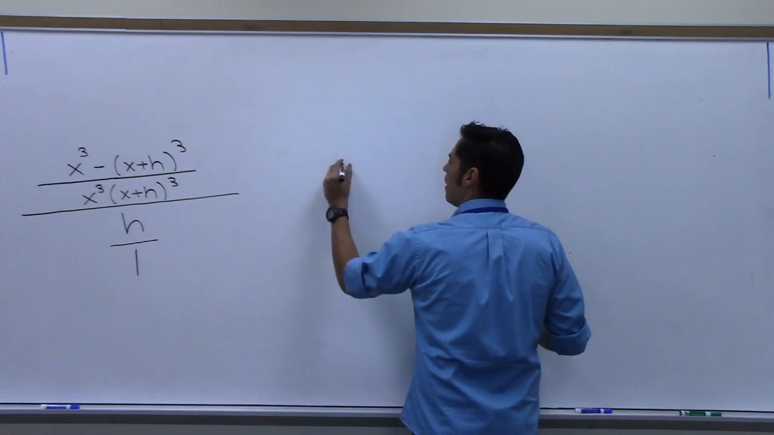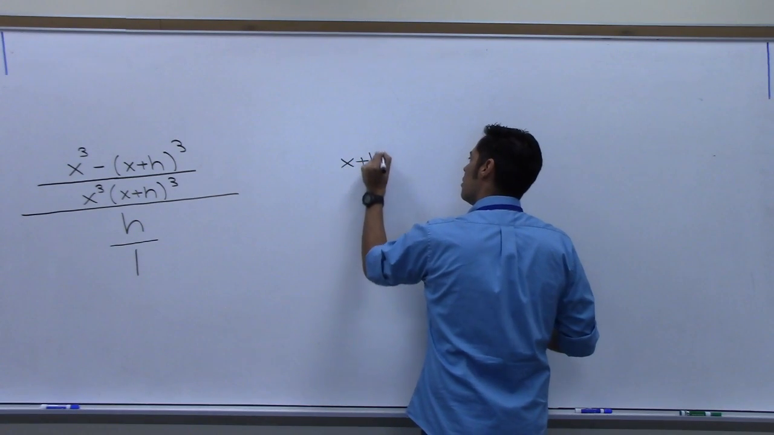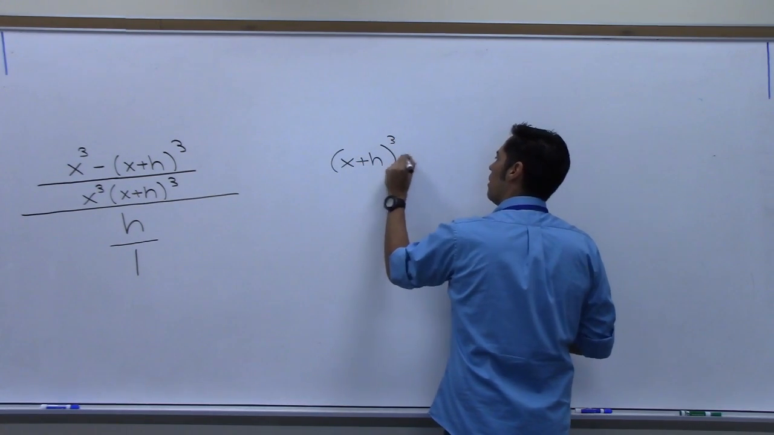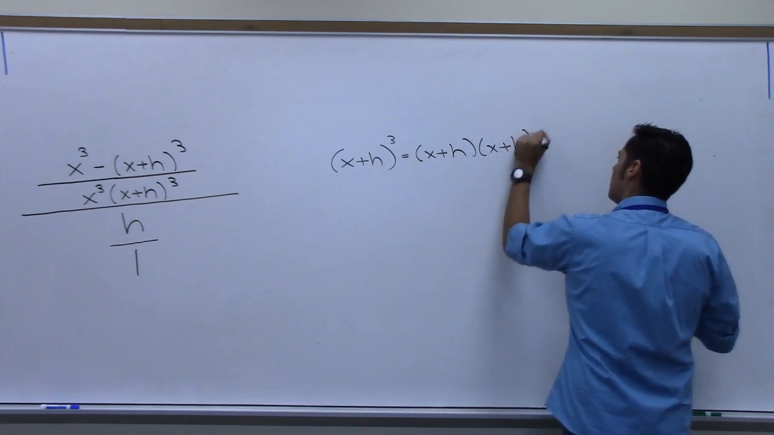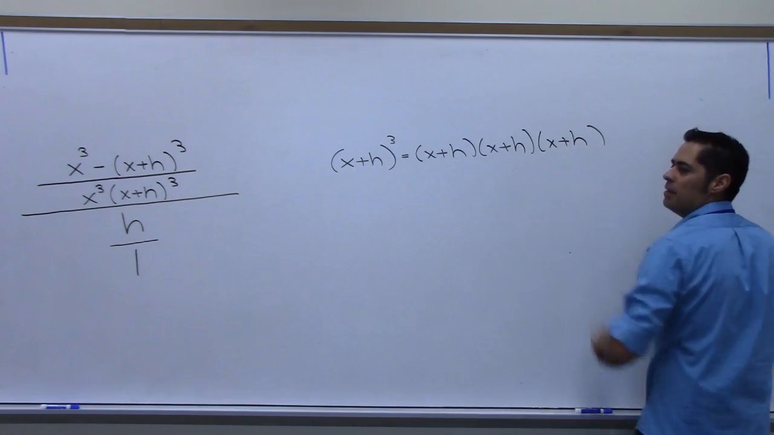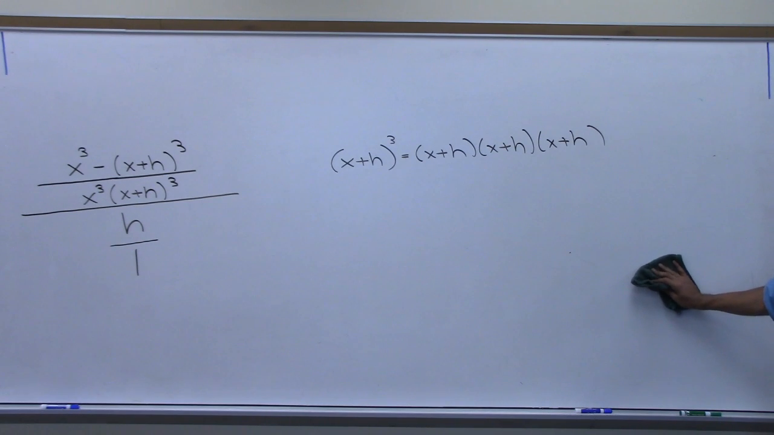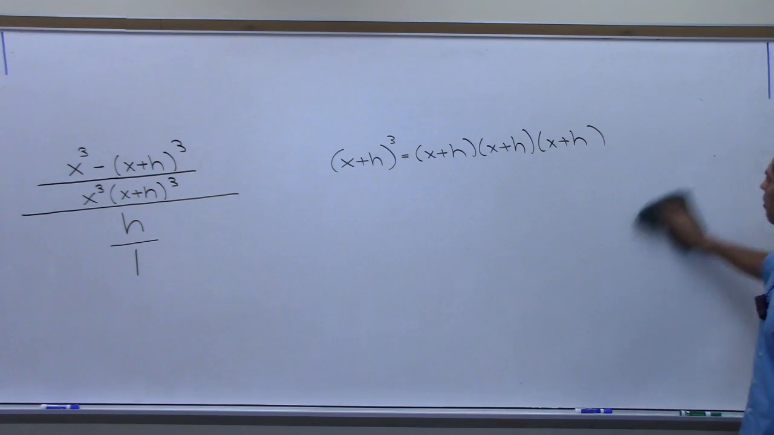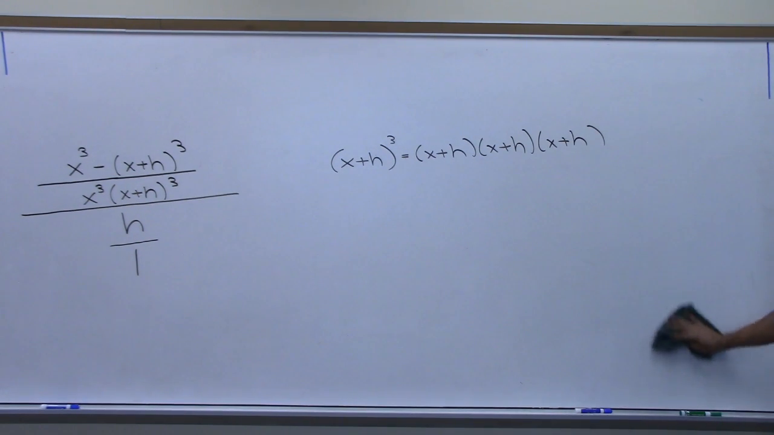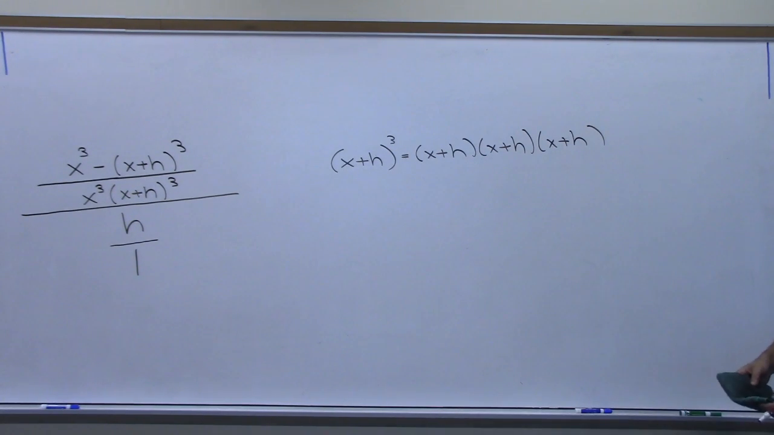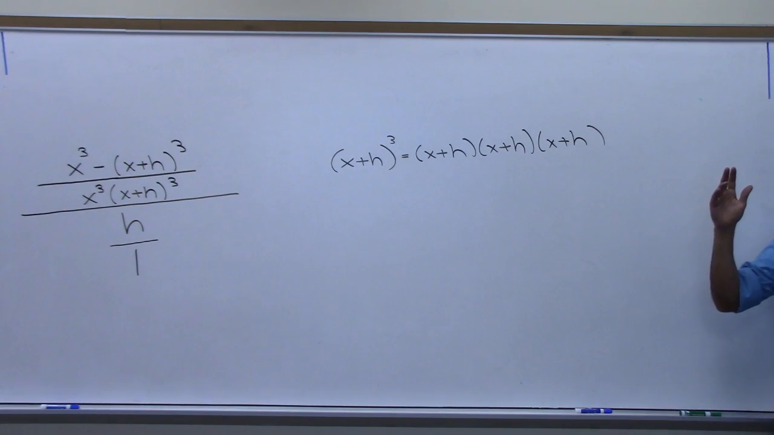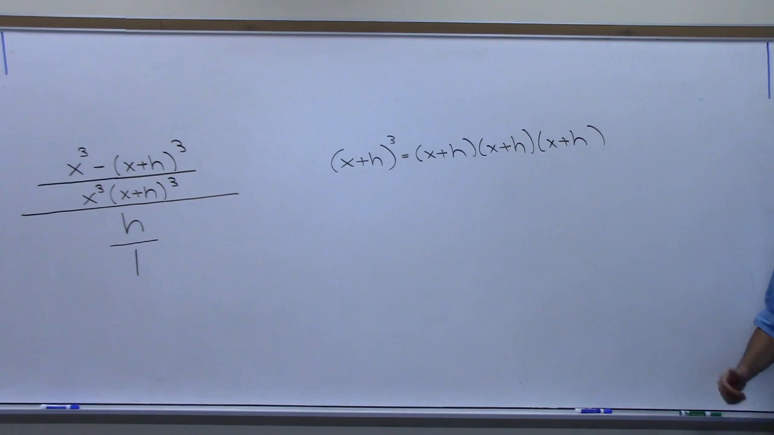Why don't we go and figure out what x plus h cubed is? Well, that's x plus h times x plus h times x plus h, right? You could use the binomial theorem or what's called Pascal's triangle for that. Have you seen that before? How many of you have seen Pascal's triangle or binomial? No? I think it might be worth looking at.